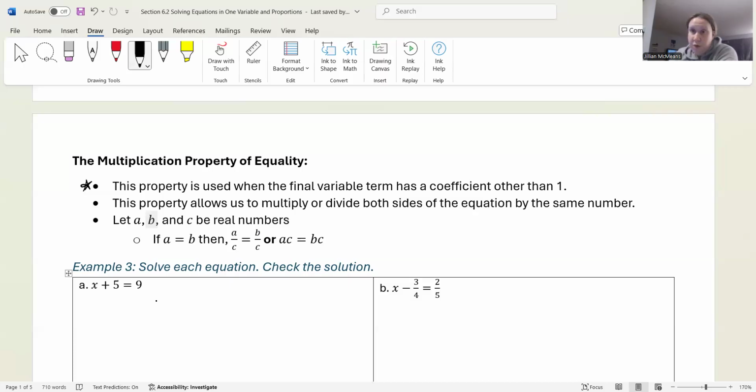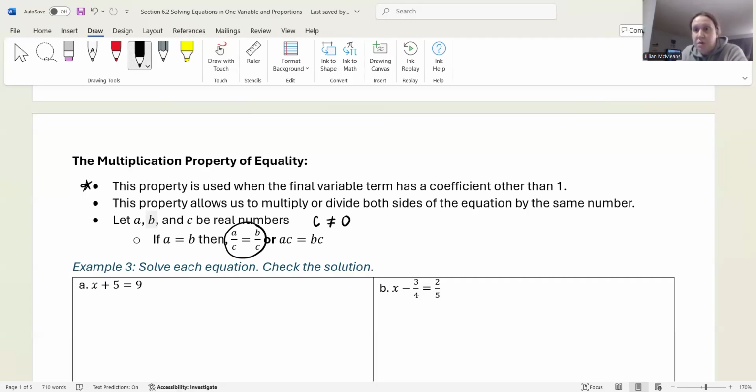Same thing goes for multiplication. If I take A and I multiply it by C, I would still be equal as long as I multiply B by C as well. The only condition here is we want to make sure that C does not equal 0, because if C were to equal 0 when we divided, we would have an issue because we would have a situation where we have division by 0, which is undefined. Okay, so as long as C isn't 0, you're good to go.